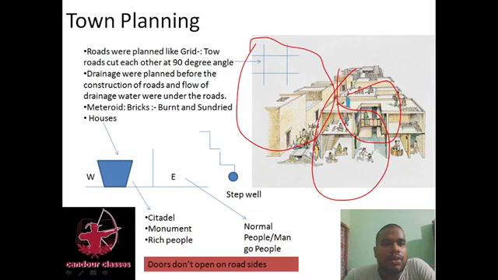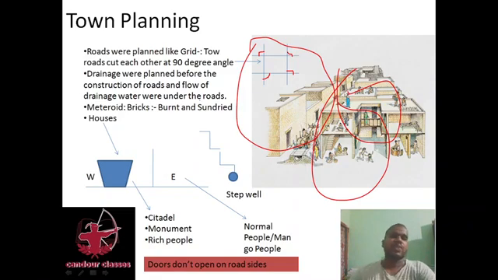Okay, roads cut each other at 90-degree angle. Okay, this road cuts another road at 90-degree angle, so this angle is always 90-degree. Okay, similarly this angle also, then this angle also, you can find this angle also.